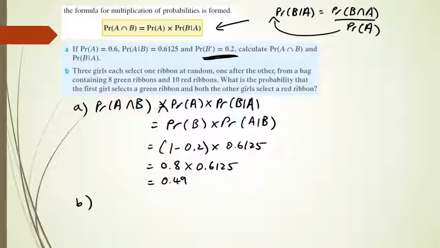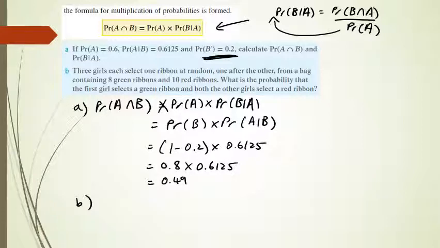3 girls each select 1 ribbon at random, one after the other, from a bag containing 8 green ribbons and 10 red ribbons. It's implied that there is no replacement. If it does say with replacement, they'll tell you with replacement. Otherwise, it's usually no replacement.